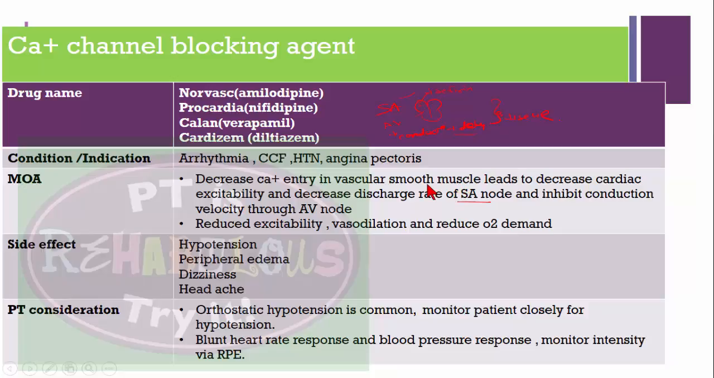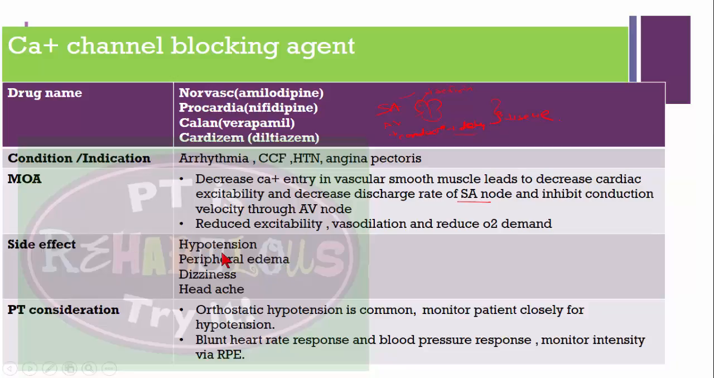If your calcium is decreased, then the excitability of the SA node is decreased, the firing rate is decreased, and at the AV node the discharge rate is also decreased. So AV node conduction velocity is affected, and that's why the patient may have vasodilatation, reduced oxygen demand, and reduced heart rate. Patients have side effects like hypotension, dizziness, headache, and peripheral edema.